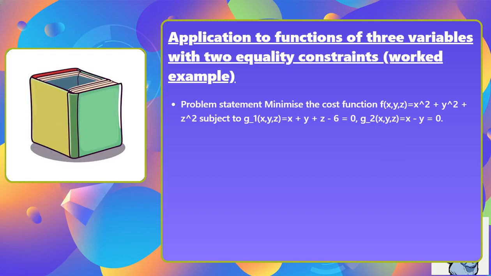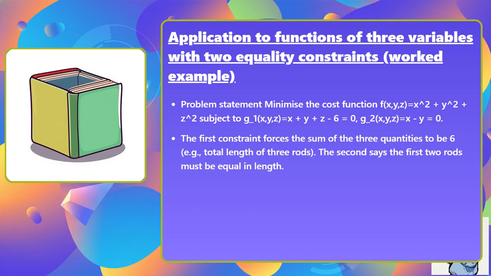Problem statement. Minimize the cost function f of x, y, z equals x squared plus y squared plus z squared subject to g1 of x, y, z equals x plus y plus z minus 6 equals 0, and g2 of x, y, z equals x minus y equals 0. The first constraint forces the sum of the three quantities to be 6, for example the total length of 3 rods. The second says the first 2 rods must be equal in length.